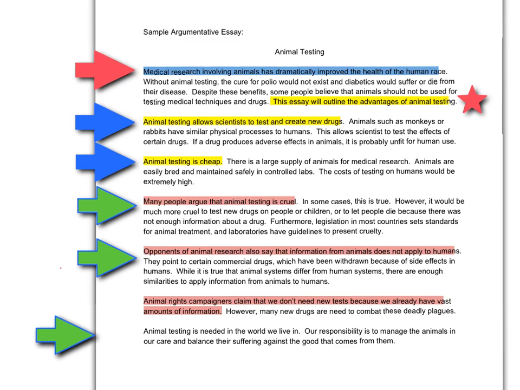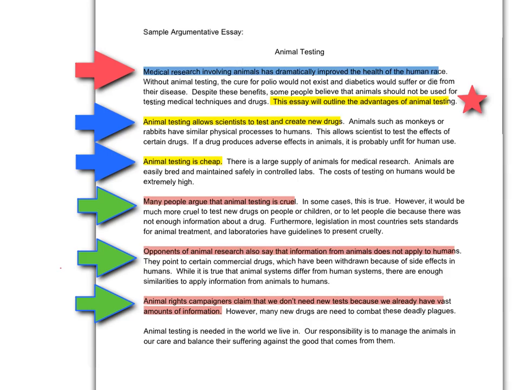Here you'll see that opponents of animal research also say that information from animals does not apply to humans. Again, they go on to give you the specifics of that information and say while it is true that animal systems differ from human systems, there are enough similarities to apply information from animals to humans. Our final counterclaim, animals' rights campaigners claim that we don't need new tests because we already have vast amounts of information. So they go right back through and refute that. However, many new drugs are needed to combat these deadly plagues.